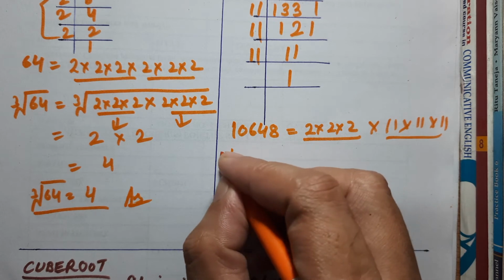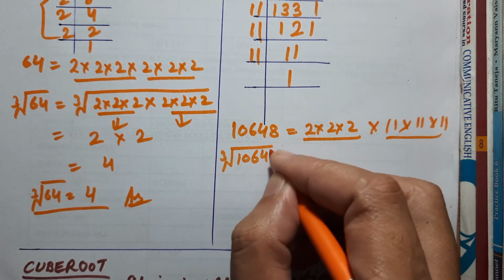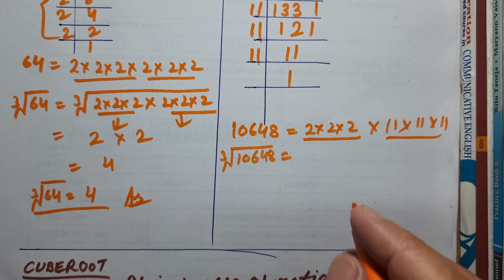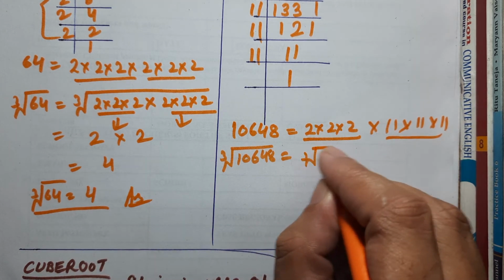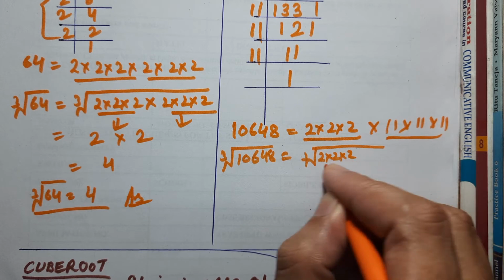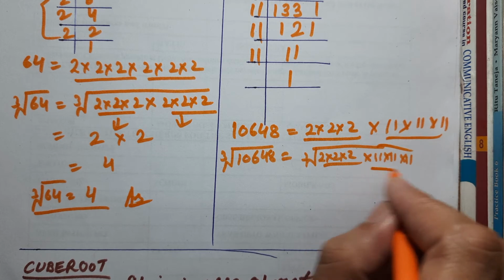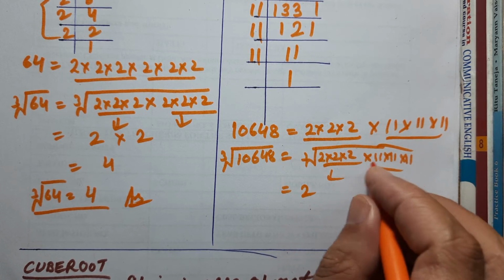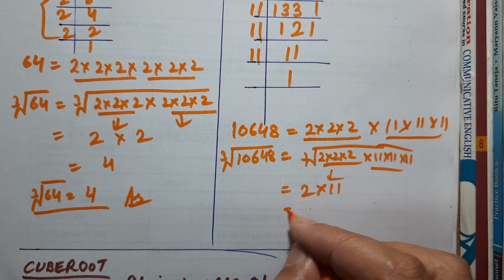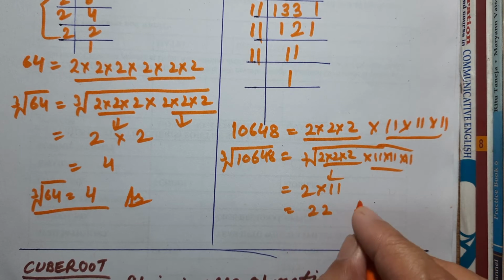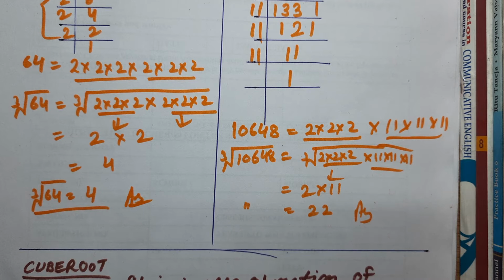Clear? Taking the cube root sign, you can write the direct value or make the cube root sign here. Now take one 2 out of the 2s and one 11 out of the 11s from the cube root. 11 2s are 22. So the cube root of 10,648 is 22. I hope this is clear. So always remember the divisibility test and prime factorization, then find the cube root.